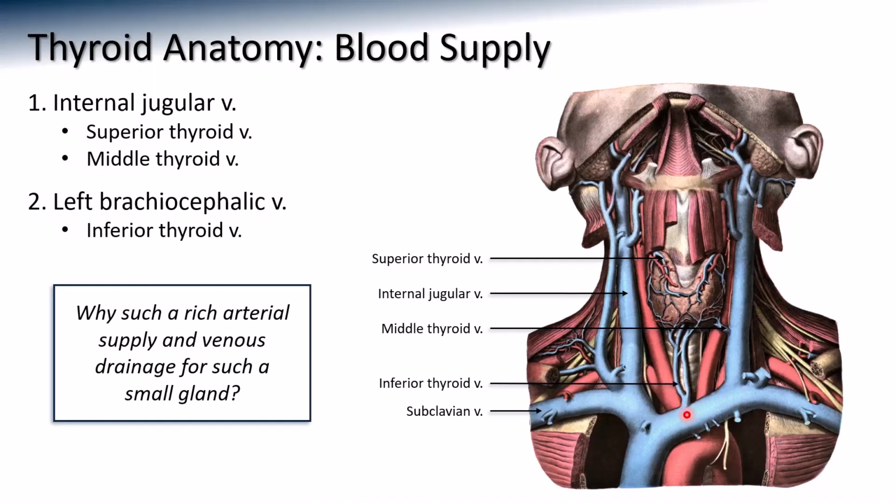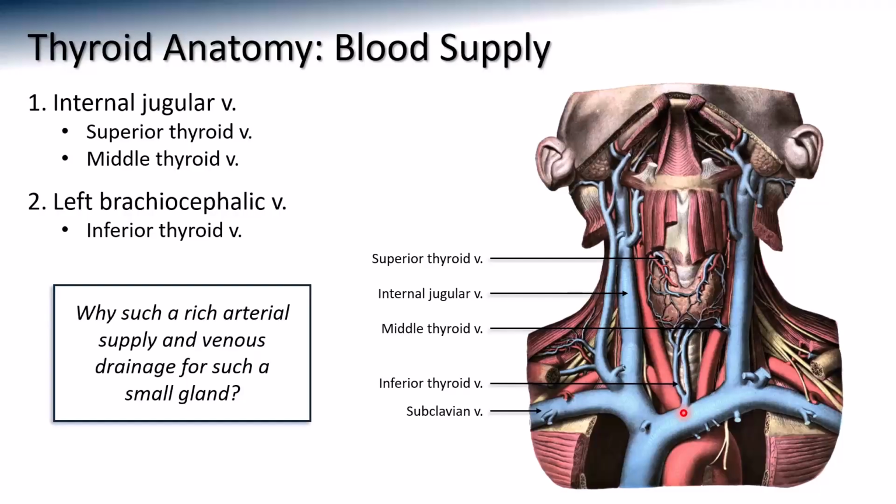It also drains down to the left brachiocephalic vein, which is here. So here's the superior vena cava, here's left brachiocephalic, right brachiocephalic. And this is going to collect the inferior thyroid vein. So note that there are right and left for superior and middle, but really just one inferior thyroid vein.